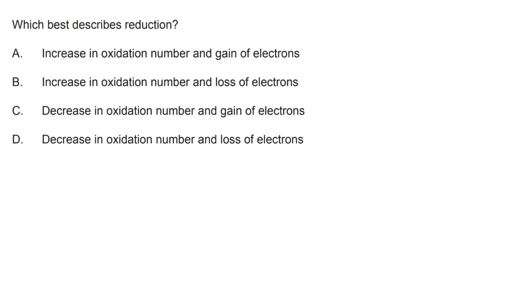Which best describes reduction: increase in oxidation number, and gain of electrons. Gain of electrons is right. In reduction, oxidation number decreases, so we eliminate these two. Gain of electrons is correct, so C it is.